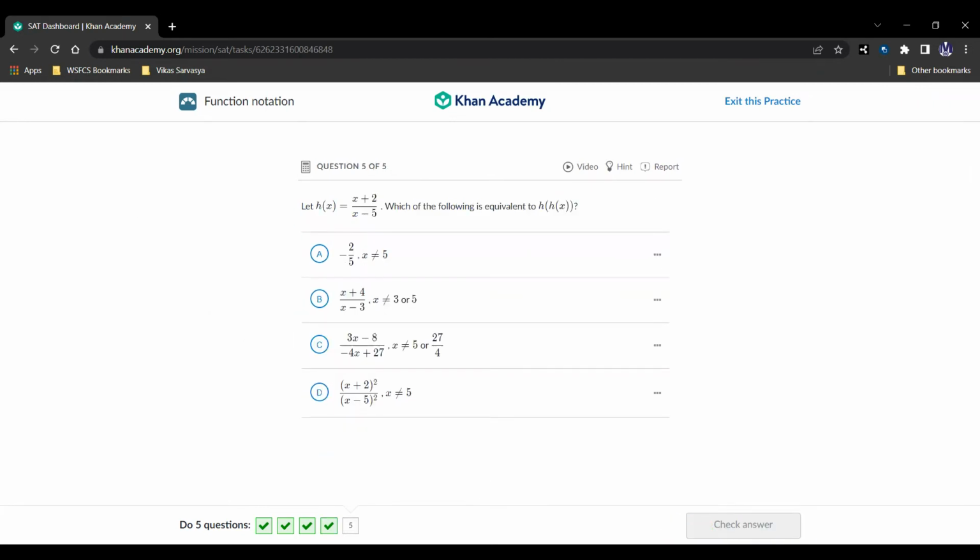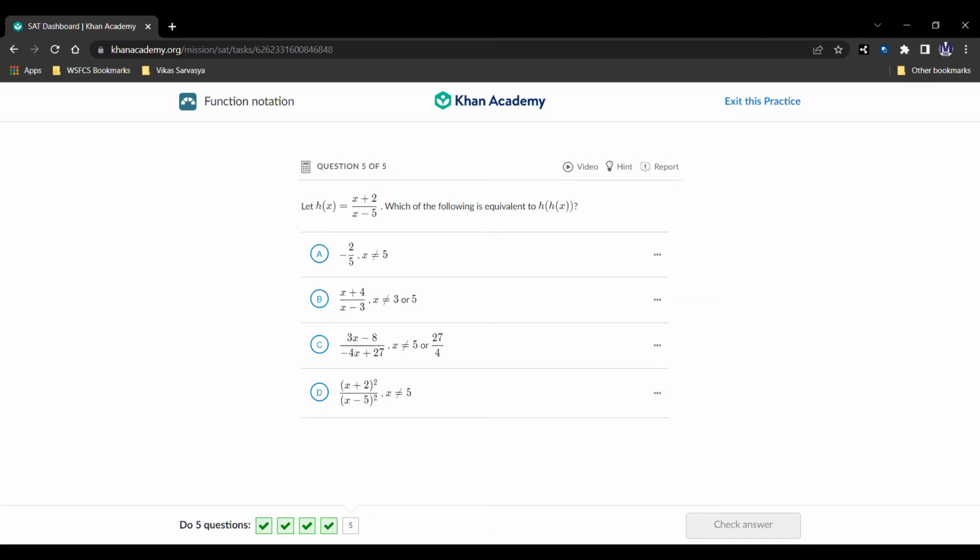All right, question number 5 is let h of x equal (x plus 2) over (x minus 5), which of the following is equivalent to h of h of x. Now this is where it gets interesting, because here we're not taking 2 different functions, we're taking one function, and this function is a quotient of polynomials. So this is going to be extremely interesting. Let's see what we can do with this.